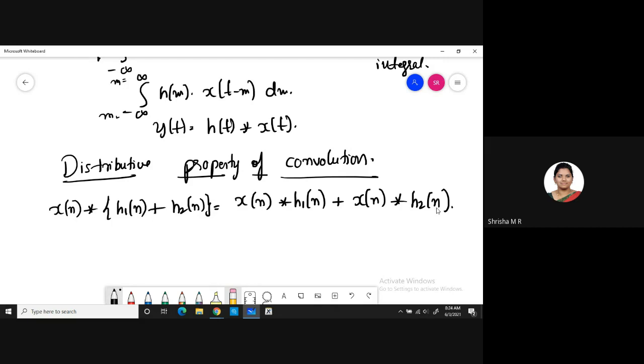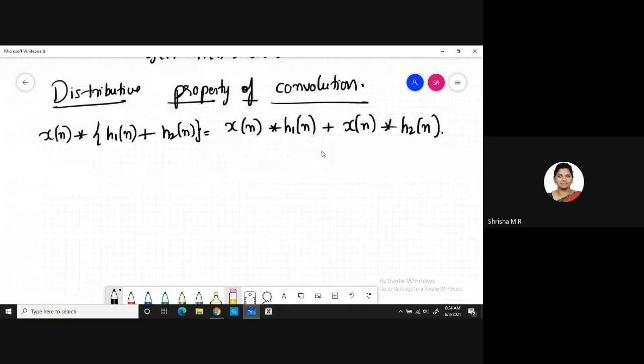Okay, so x of n convolved with h1 of n plus h2 of n is equal to x of n convolved with h1 of n plus x of n convolved with h2 of n. Okay, this is the distributive property of convolution. So consider interconnection of systems. We haven't done interconnection of systems yet. We shall do it along with properties, and we'll solve problems on interconnection of systems.